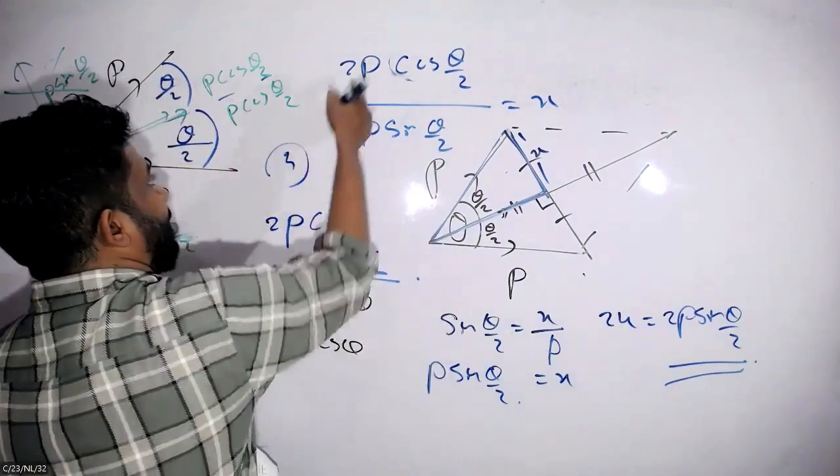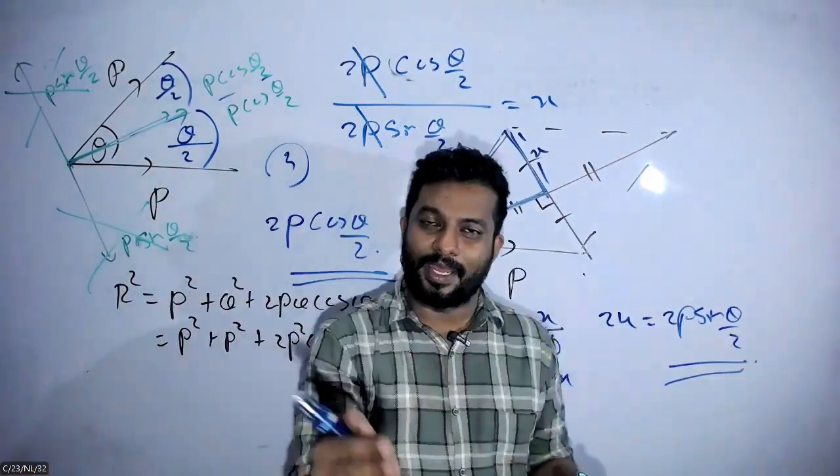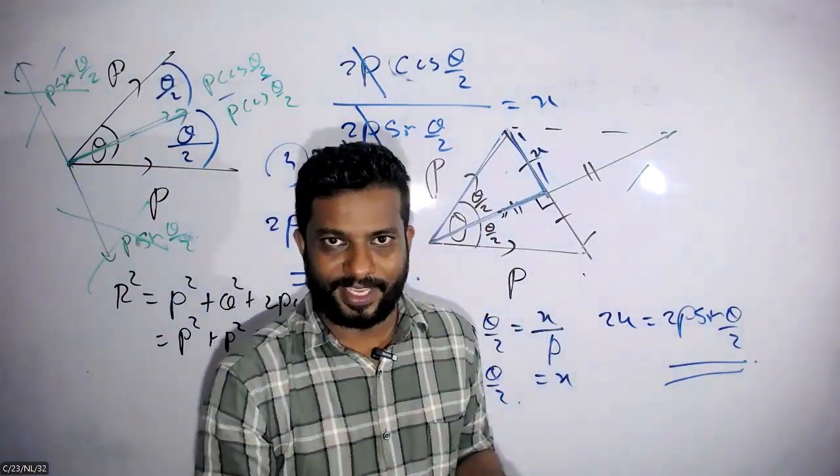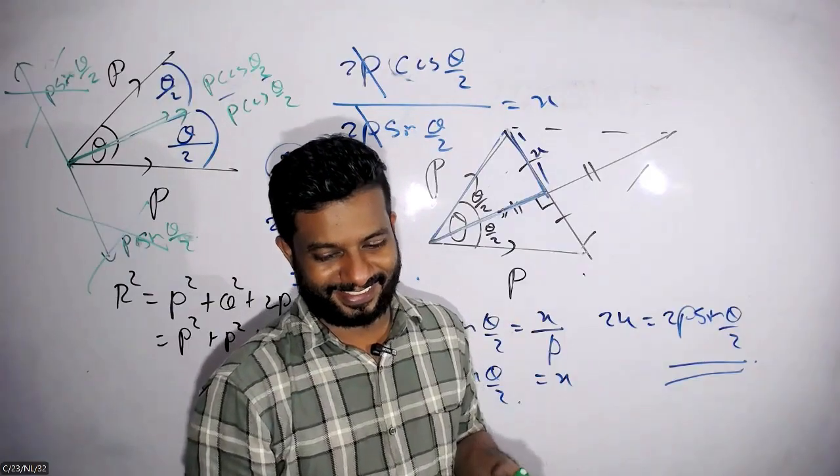Why, children? Because p to p cancels out. x does not depend on p. That means even if p is tripled rather than doubled, x does not change. Therefore the answer is the third one. Right?